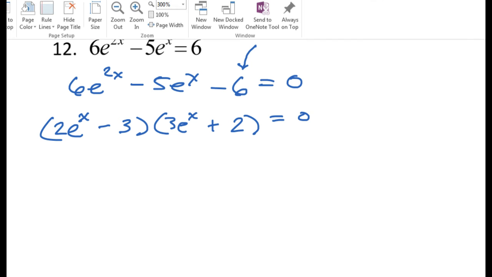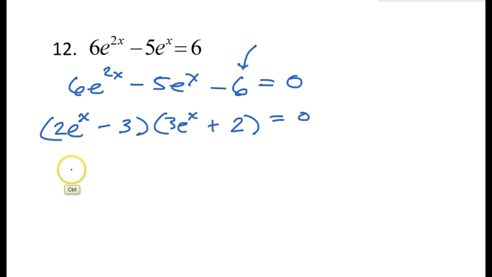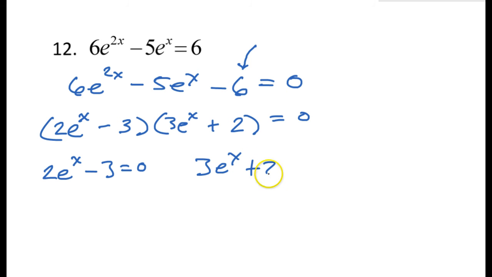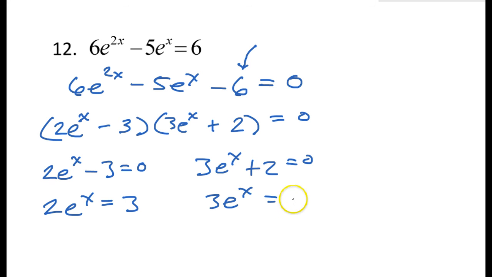Okay, that's how we factor. Now we will set the factors equal to 0. So we will have 2e to the x power minus 3 equals 0, and 3e to the x power plus 2 equals 0. Adding 3 to both sides gives me 2e to the x equals 3. Subtracting 2 gives me 3e to the x equals negative 2.